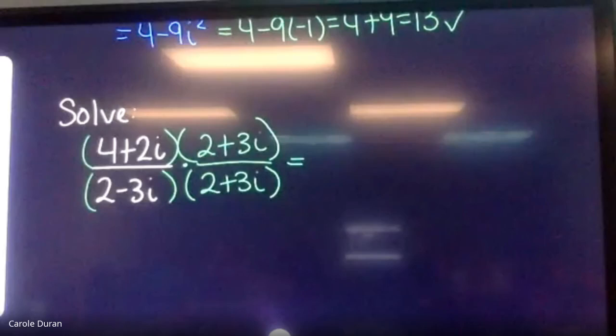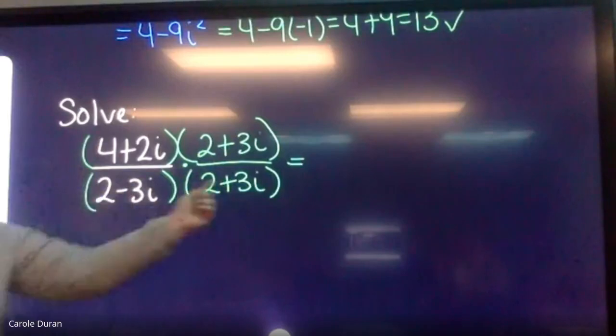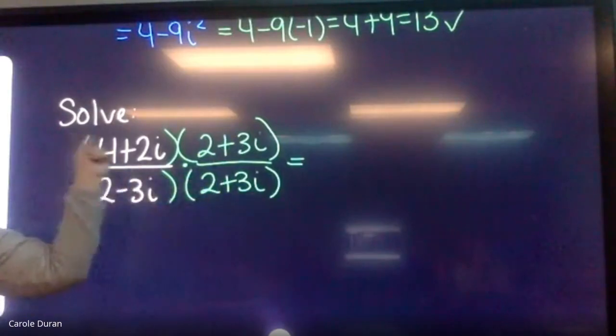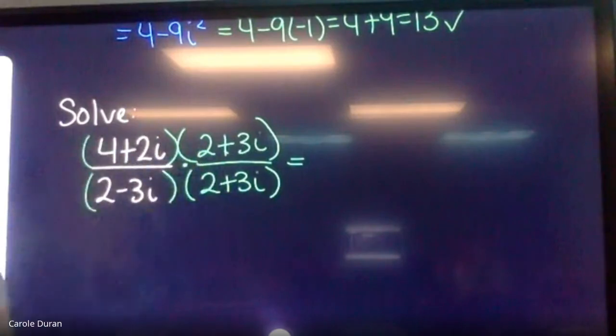Wait a minute. Did you just do 4 squared plus 2 squared? No, dude, no. The shortcut I showed you only works when multiplying a complex number and its own conjugate. Oh, so the shortcut will work for the bottom. It won't work for the top because they are not conjugates of each other. So on the bottom, I know I'm going to get what? 13, because 2 squared is 4, 3 squared is 9, and 4 plus 9 is 13.